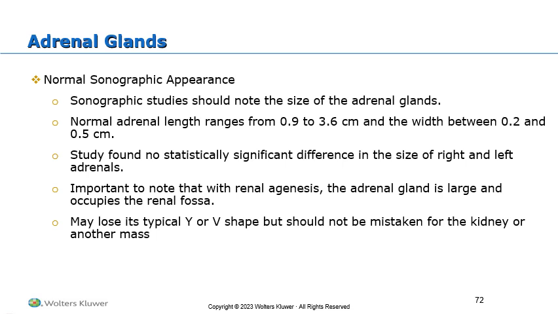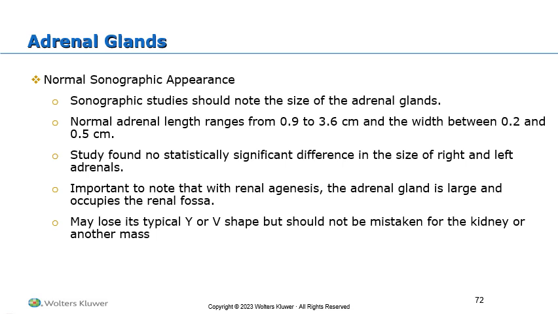Okay, so sonographic studies should note the size of the adrenal glands. Normal adrenal length ranges from about 0.9 to 3.6 centimeters, so it's kind of a massive range. The width is usually about 0.2 to 0.5 centimeters. They have found that there's no statistical significance between differences in right and left adrenals. So, we can say for a kidney, if one's 2 centimeters longer than the other, then that would indicate an issue. They haven't found those same types of patterns in the adrenals.